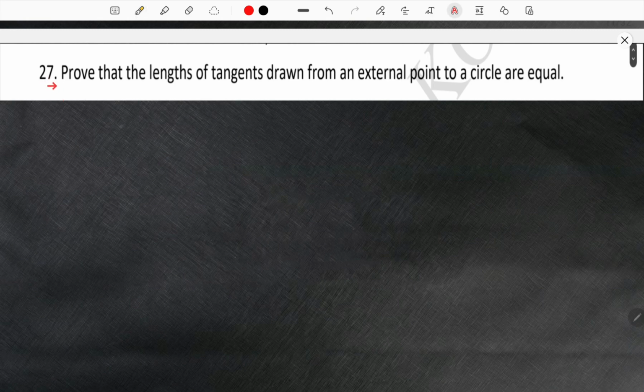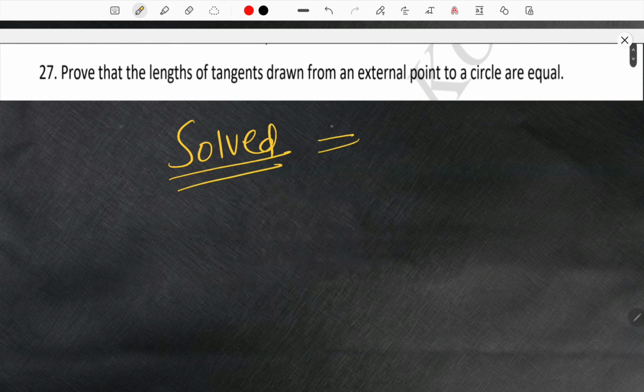Here is the 27th question. Prove that the lengths of tangents drawn from an external point to a circle are equal. Already I have solved this theorem in the first paper. In the model question paper, this three mark question was there. I have solved it 2-3 times. If you want, I will give the link in the description.